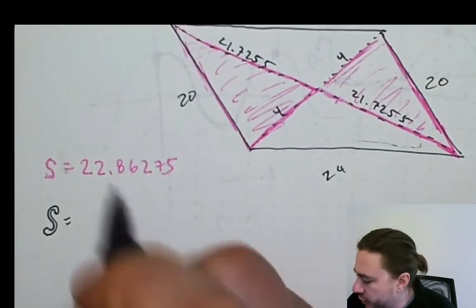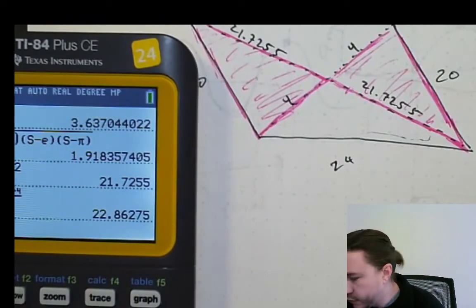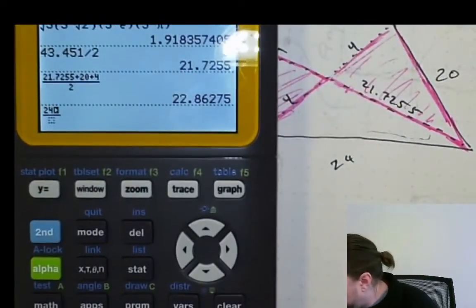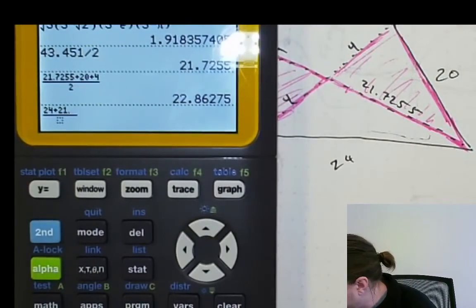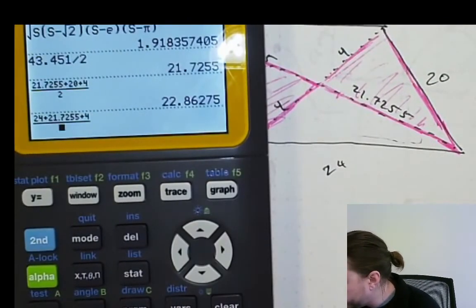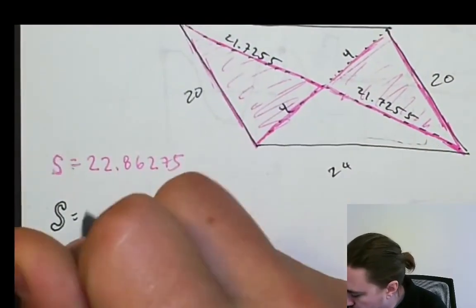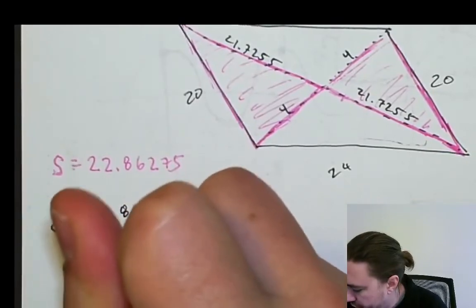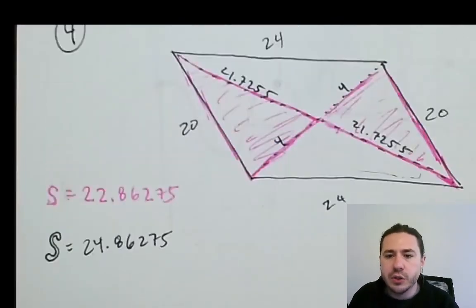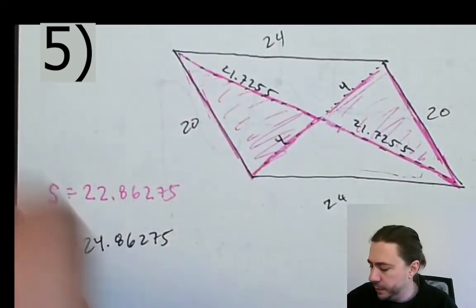For the white triangle, the half perimeter would be 24, oops, let's type that in. 24 plus 21.7255 plus 4 divided by 2, and we get 24.86275. So what we're going to do is find the area of this, double it, find the area of this, double it, add everything together.